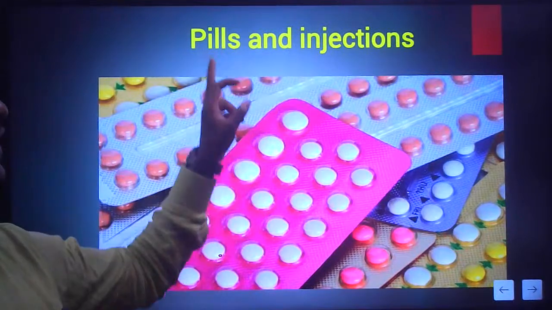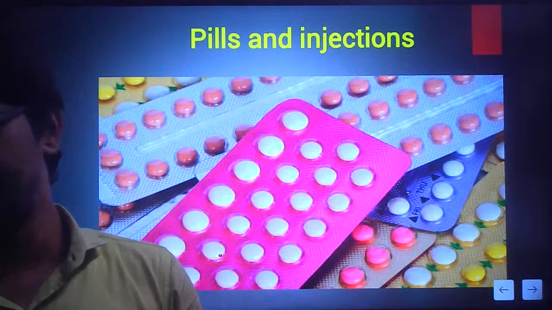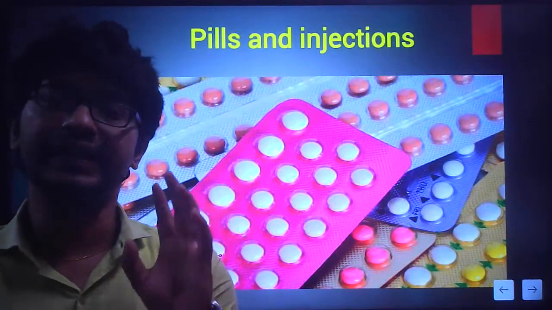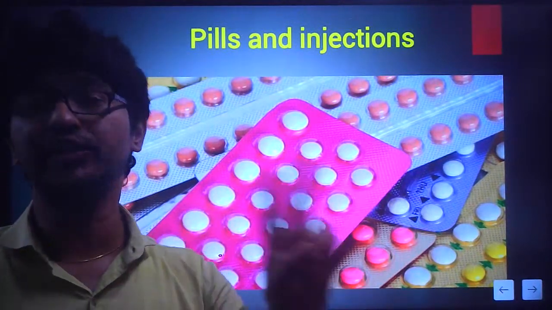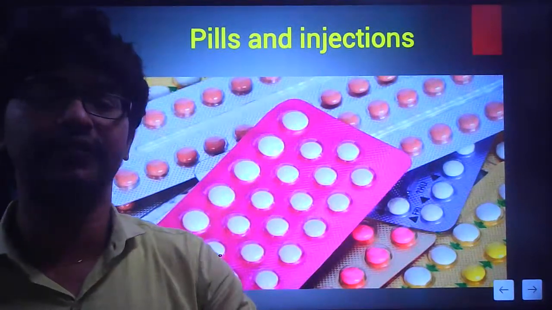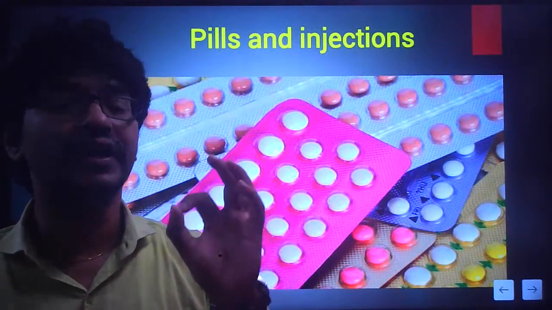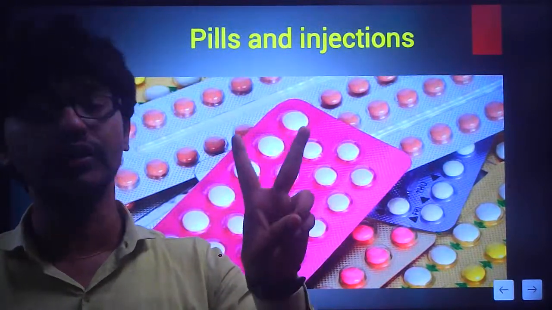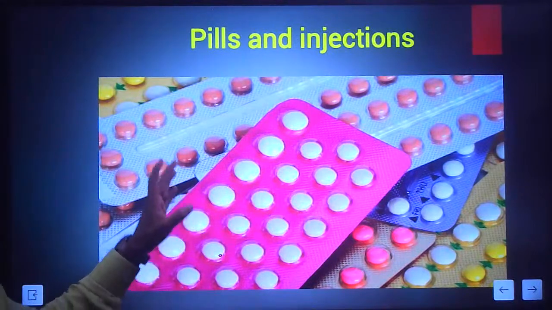Usually we have two types of pills, mini pills and combined pills. What is the difference between them? The mini pill consists of only progesterone. In the combined pill, they should take both progesterone and estrogen. Combining means you are combining progesterone as well as estrogen, so this will be in a combined form.